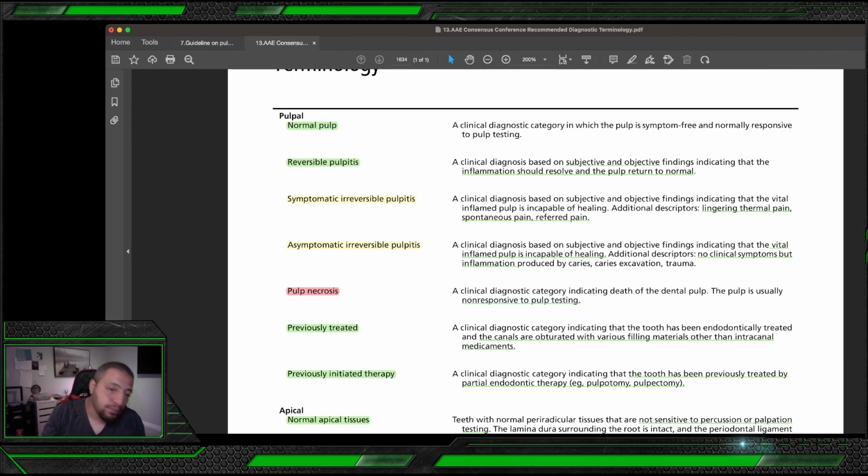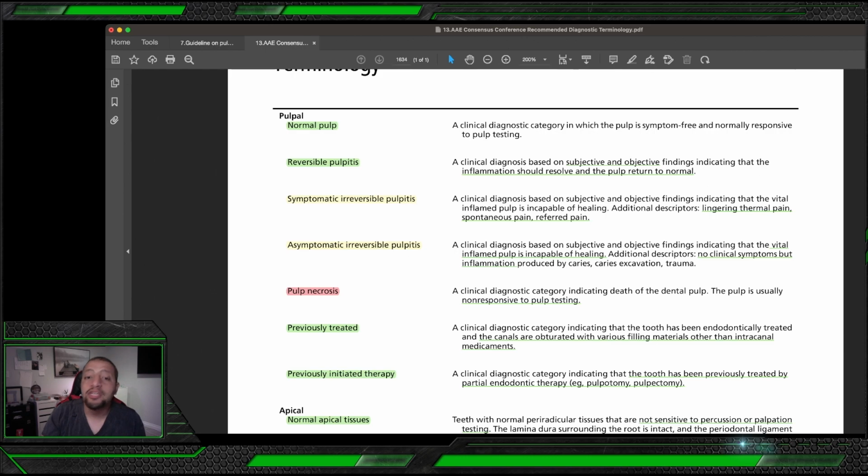And then if the patient didn't go to the dentist and he leaves this tooth and the caries is going deeper into dentin near the pulp, he might go to the next category, which would be symptomatic irreversible pulpitis. In this one, the pain will be lingering thermal pain, sometimes spontaneous pain, or sometimes it will be referred to other parts in his head.